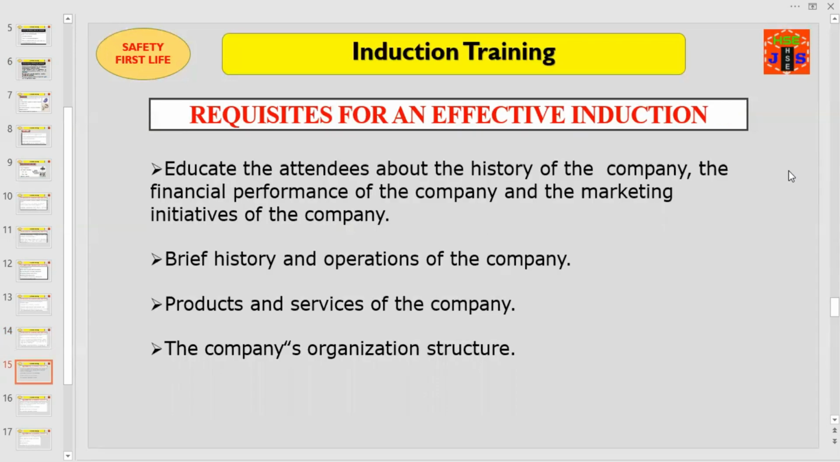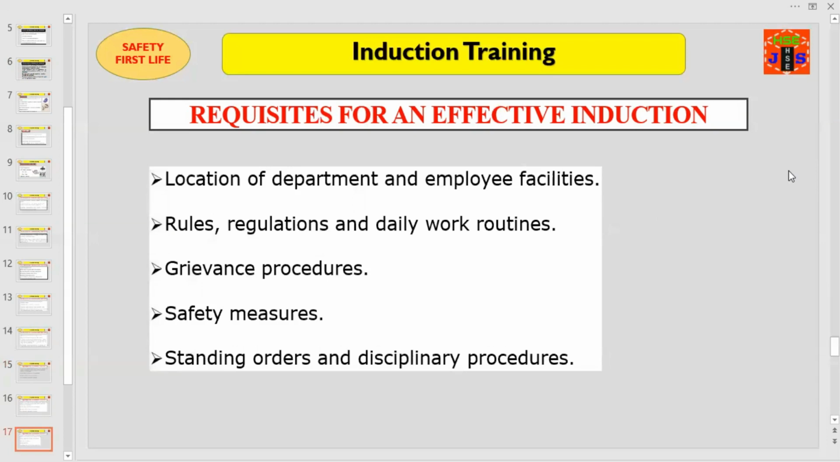As an induction trainer, you must understand the requisites for effective induction. What are these? Number one, to educate the attendees about the history of the company, the financial performance of the company, and the marketing initiatives of the company. Number two, brief history and operations of the company. Number three, products and services of the company. Number four, the company's organizational structure. Number five, location of department and employee facilities.